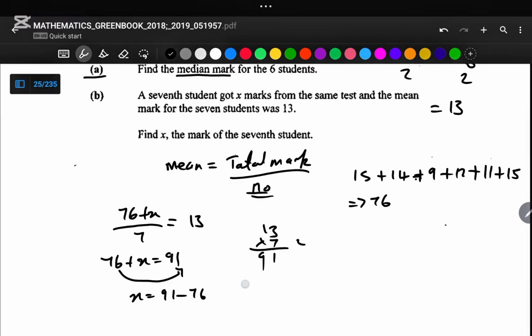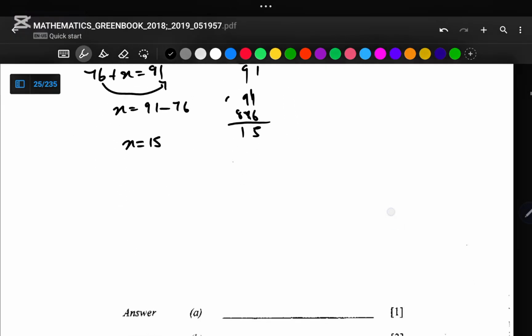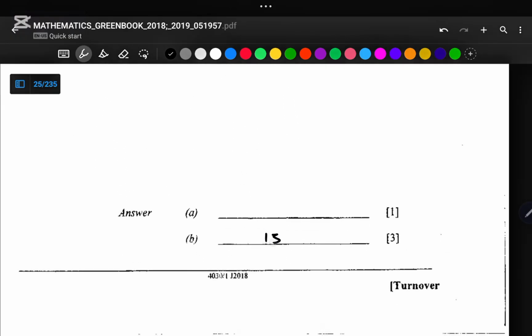What happens if we subtract 76 from 91? So it's 91 minus 76, so 11 minus 6 gives us 5, and the tens digit gives 1, so the answer is 15. Therefore x is equal to 15. Alright, so x is equal to 15, and the median mark is equal to 13.